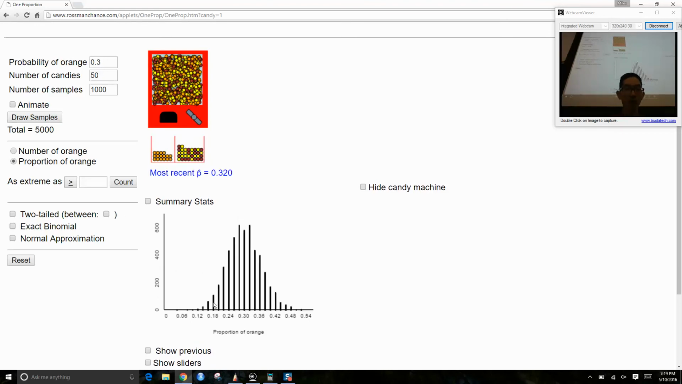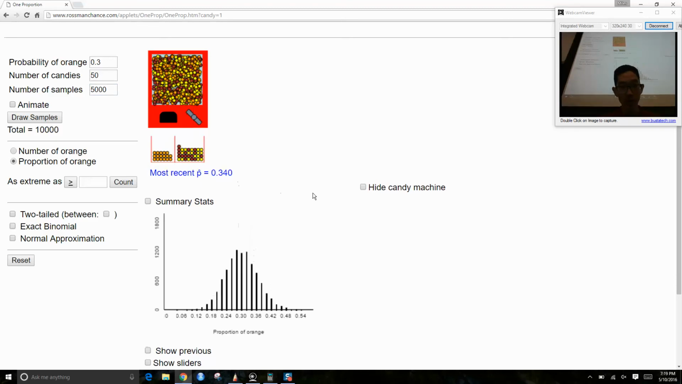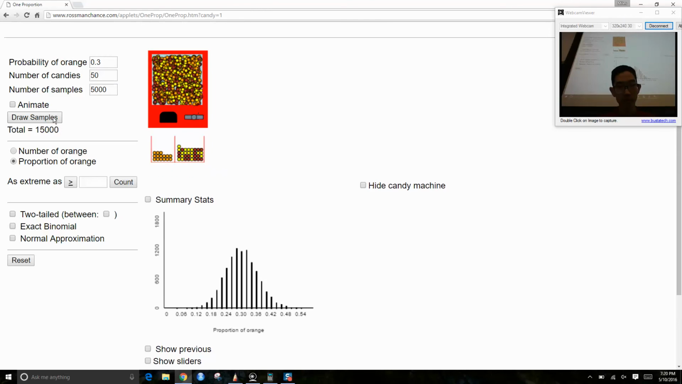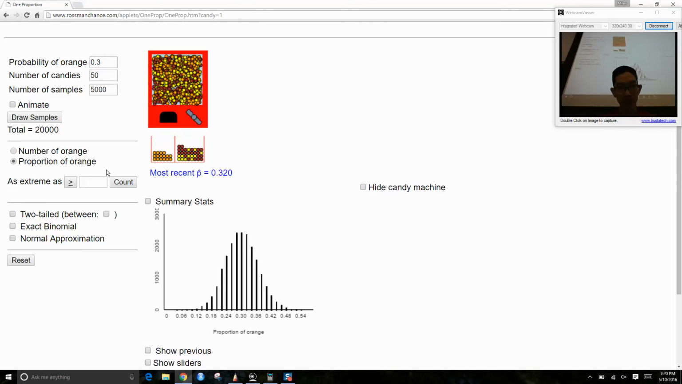After 5,000 samples, we have this shape here. Maybe I'll do another 5,000. After 20,000 samples, we get this kind of shape. What does the shape of our distribution look like to you? Yeah, it's unimodal, symmetric. It looks very much like the normal distribution.